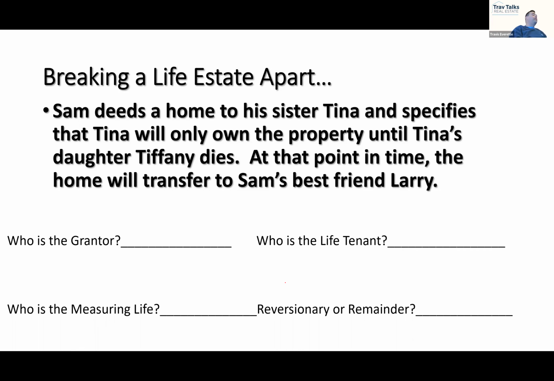Okay. So Sam deeds a home to his sister Tina and specifies that Tina will only own the property until Tina's daughter Tiffany dies. At that point in time, the home will transfer to Sam's best friend Larry. So talk to me. Who's the grantor here? Sam. Okay. Who's the life tenant? Tina. Good. Who is the measuring life? Tiffany.